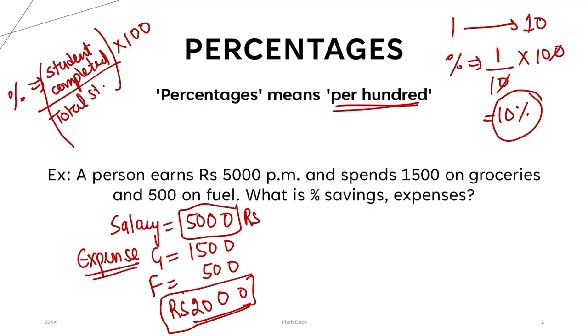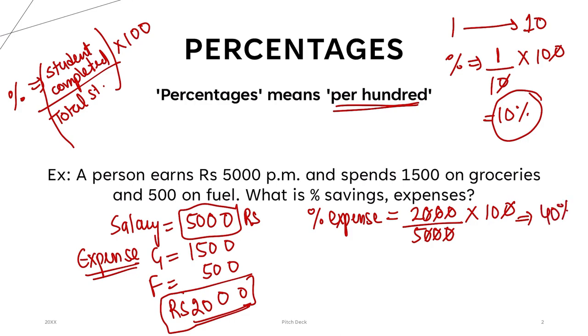Now, what percentage of the total salary is he saving and spending? First thing, what percentage is expenses? The amount of expense divided by the total salary, that is 5000, multiplied by 100. If you do the calculation here, you will see this is 40%. So 40% of his salary he is spending, or 40% of his salary is expense.